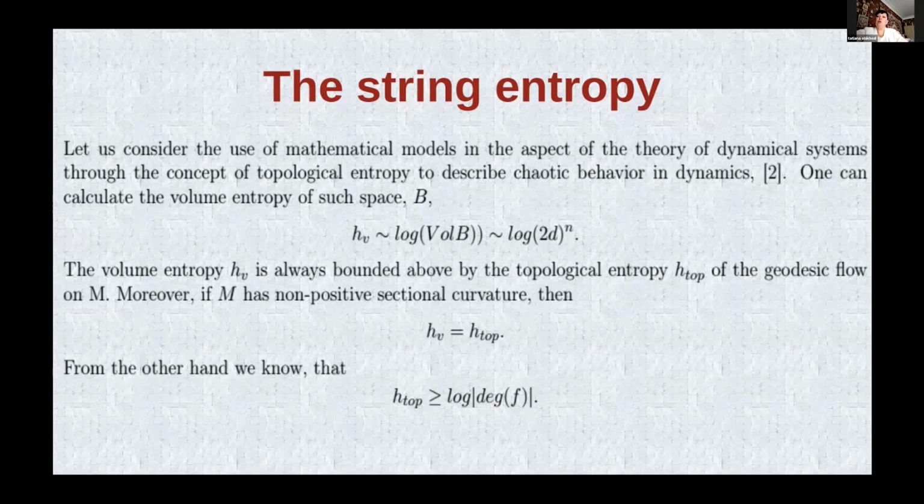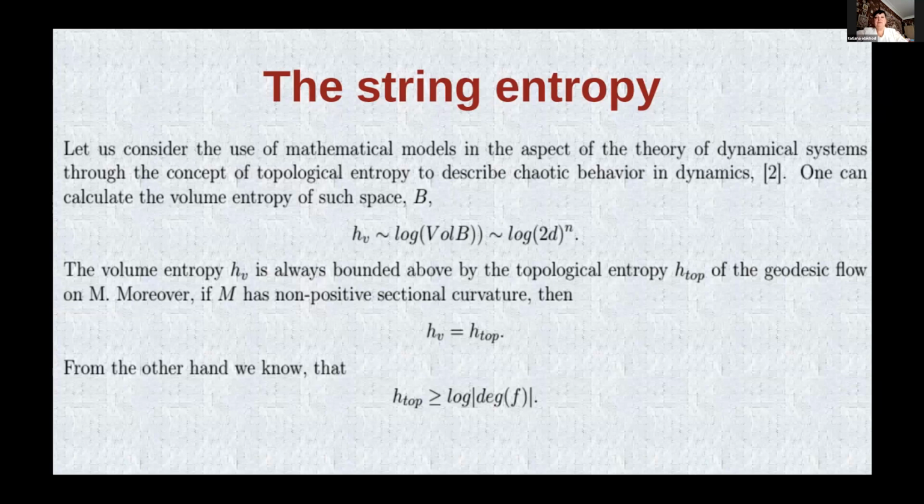One can calculate the volume entropy of such a space through the following formula. h_V is proportional to the logarithm of the volume of this space. As we consider such an n-dimensional cube, the volume of this space is equal to (2D) to the n power. The volume entropy is always bounded above by the topological entropy of the geodesic flow on M.